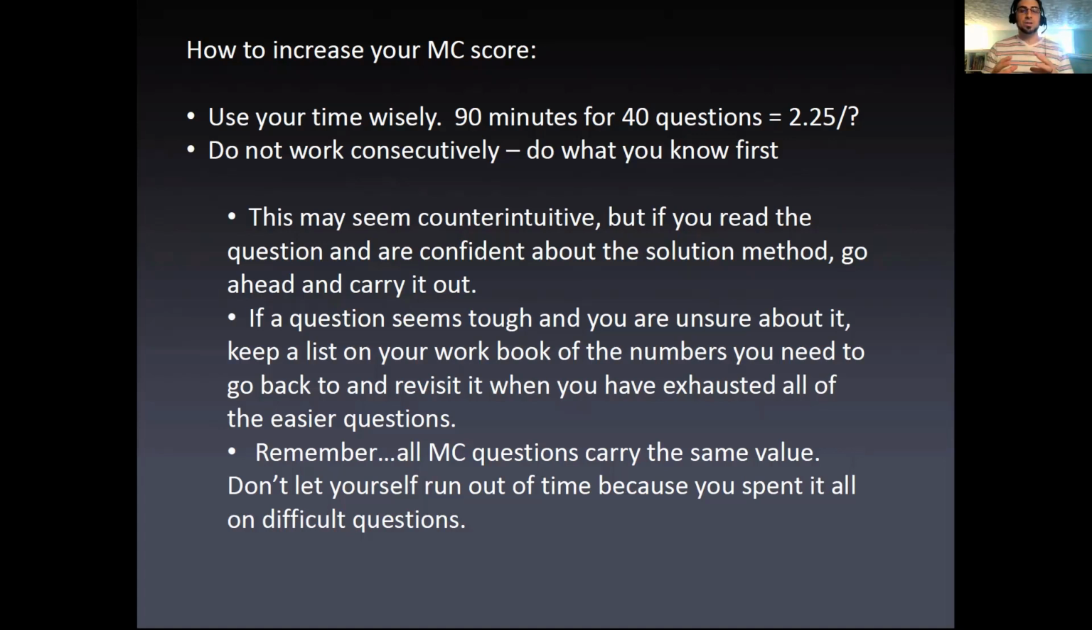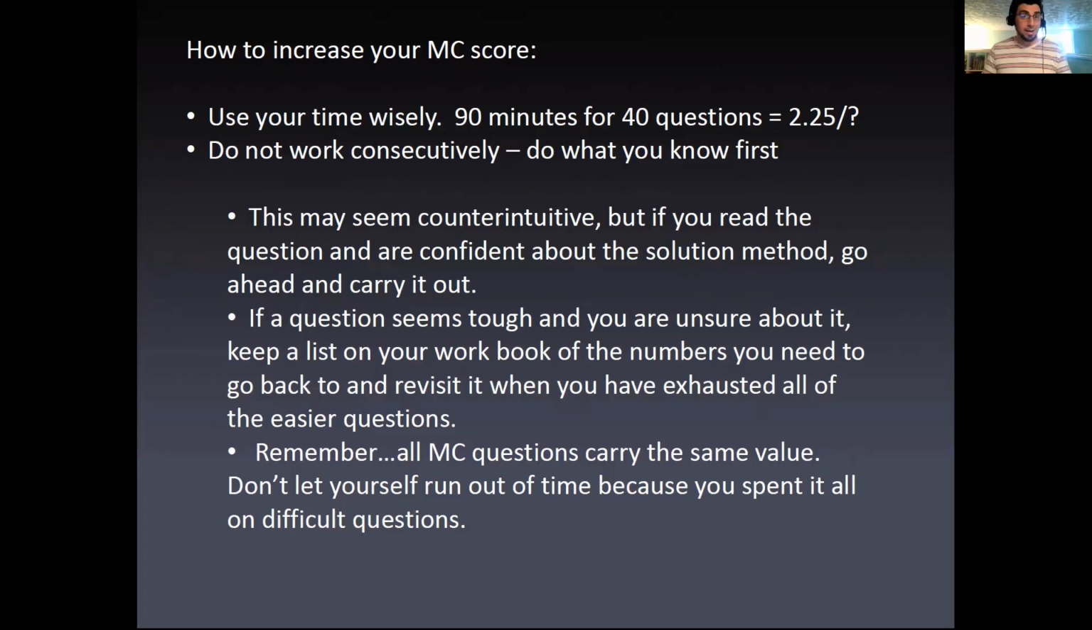You do this so that you can first make sure that you're answering all the questions that you are confident about, so that you don't spend an extremely large amount of time on one question that you don't even know how to do, and then run out of time and miss 4 or 5 questions that you did know how to do.